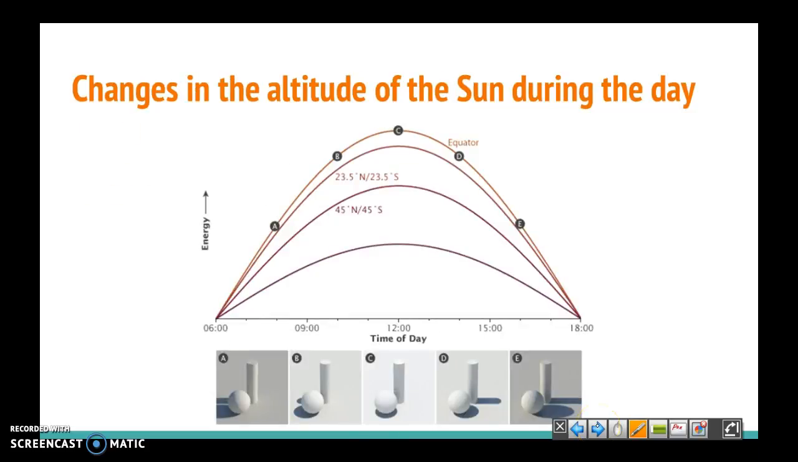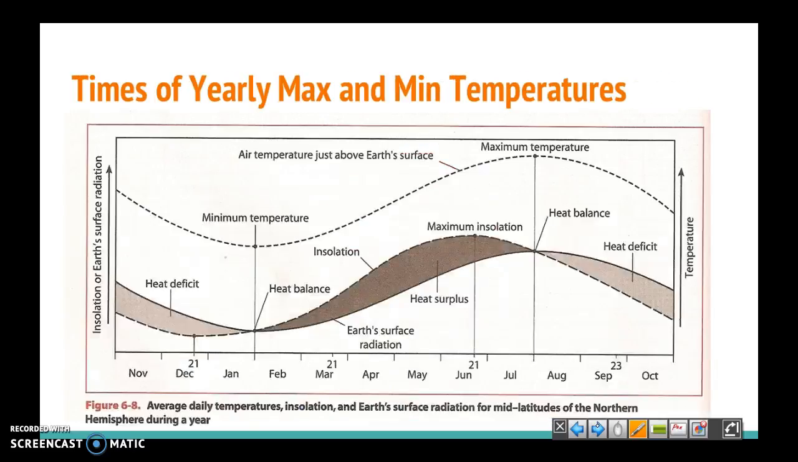Okay, so if we look at the graph that shows us the changes throughout the day, we can see here how at noon, hence the term high noon, that is when the sun is highest in the sky, right? You can see from A all the way to E how that shadow changes throughout the day.